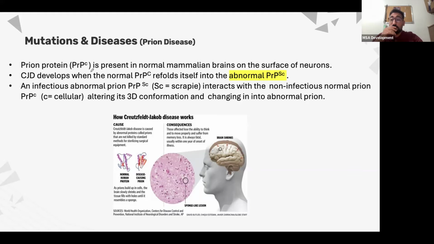Environment, exposure to bovine or cows that have this disease, for example, and other transmission routes. So in prion disease, our normal protein here is called PrPC, which is normally present in mammalian brains and on the surface of neurons.